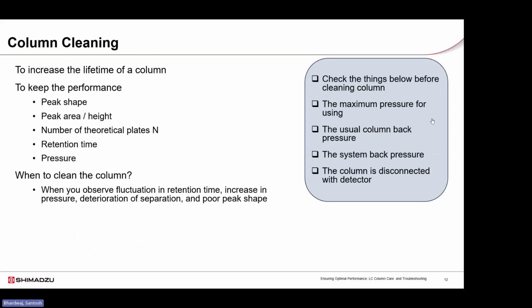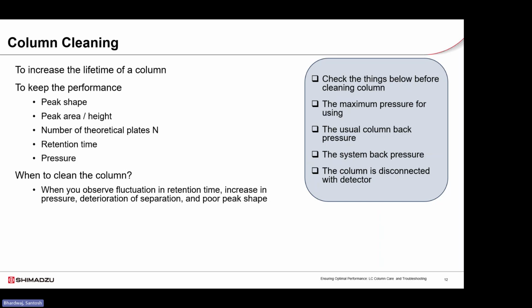Column cleaning is important to maintain its performance and extend its lifetime. Common signs that a column needs a cleaning include high back pressure, changes in the retention time, and poor peak shape. Although routine column washing is different from these signs, cleaning removes contaminants from the column, especially from the front part of the column as well as the inlet frit.